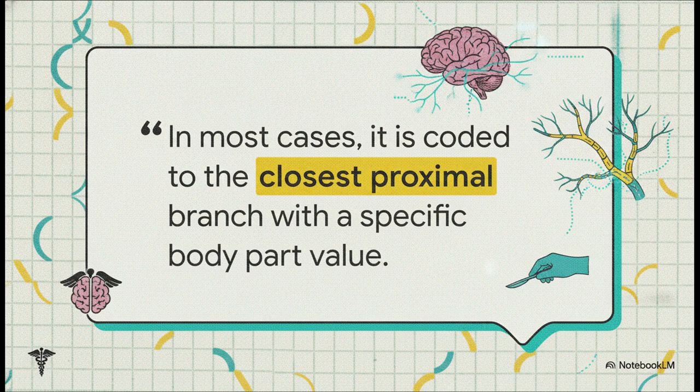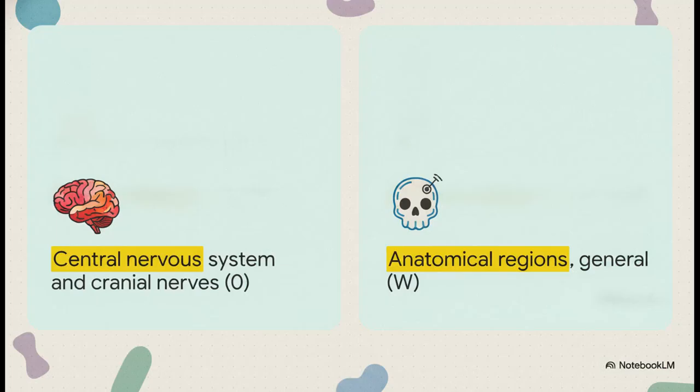Make sense? We also have to make a choice between two core body systems when we're looking at the medical and surgical section. For highly specific brain tissue, we go with the central nervous system and cranial nerves. That's our 0. But for more general approaches, we use anatomical regions, general, which is W. Now, why does W matter?